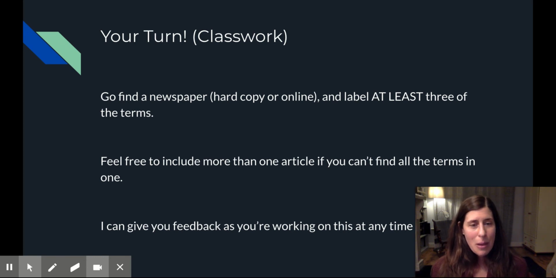So any sort of newspaper, the Irish Times, the Echo, the Los Angeles Times, if you want to use my example. If you have any questions, you can always reach out and find out if a newspaper is good to use for this, and label at least 3 of those terms that we went over. You can feel free to label them all, right? To get the exceeds expectations, you would probably have to label them all. But you only have to label 3.